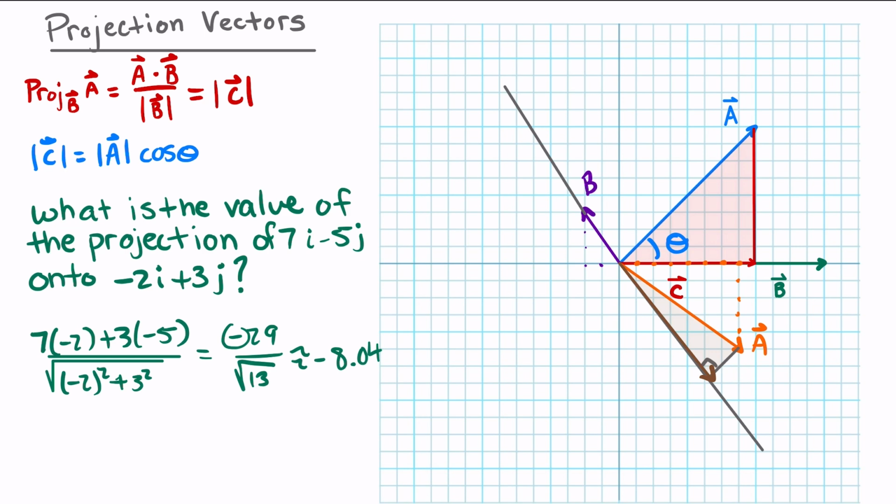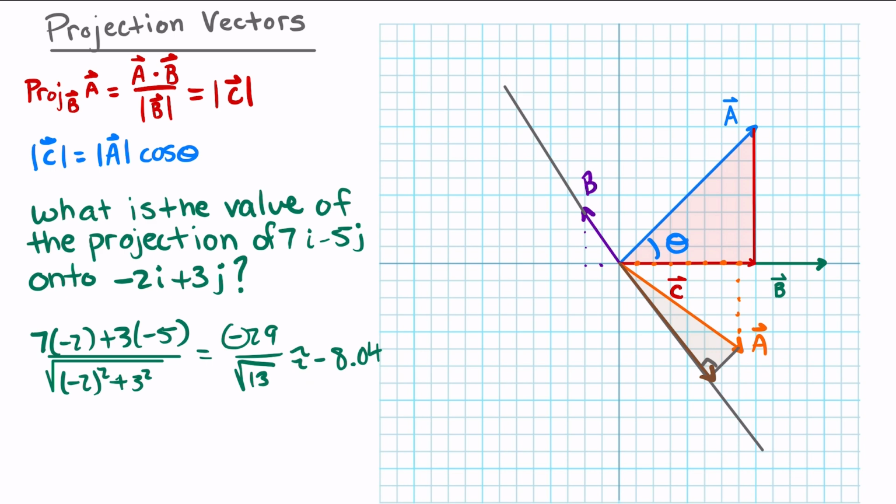If I go ahead and go through with the trigonometry and geometry required of finding the length of this leg, you'll see that its magnitude is approximately negative 8.04. So hopefully those visuals help you to understand what's going on with the expression.